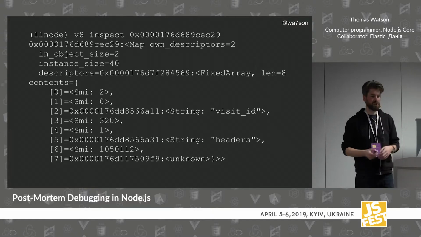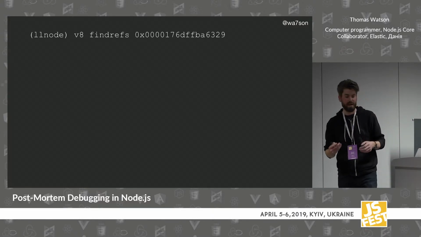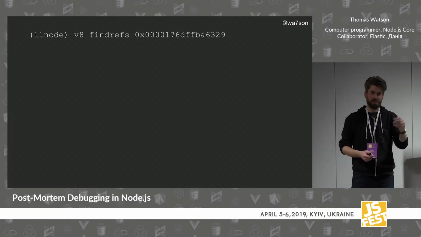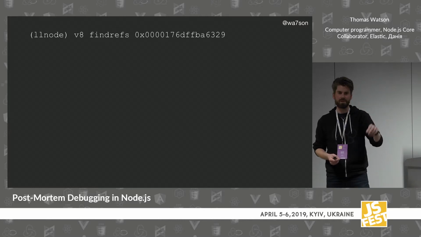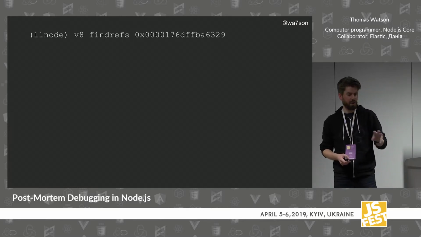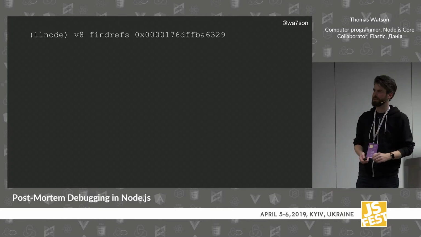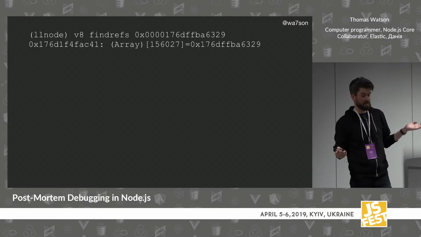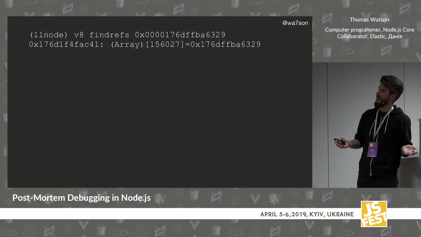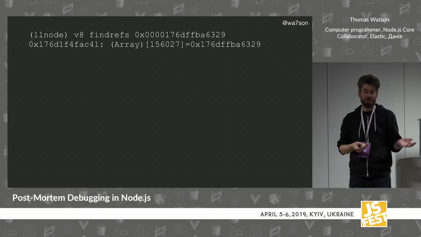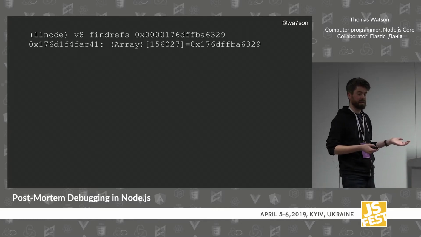But what we really want to do is use the findrefs command. Findrefs looks at this Visit object. We just took one of them, there's 250,000. It's like, find all the objects that have a pointer to this Visit object. So we use findrefs, and we see there's one. And it's an array, and that array contains a lot of objects. So that's probably where the memory leak is.